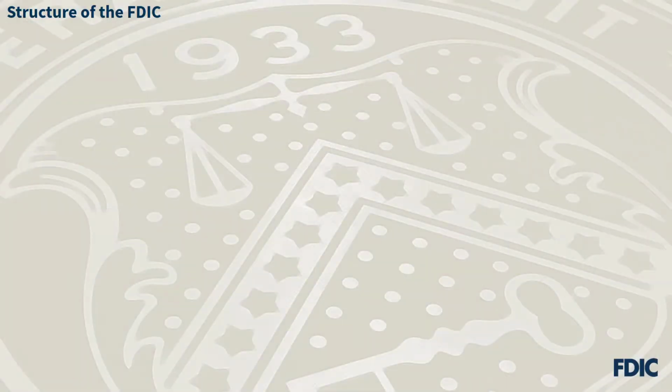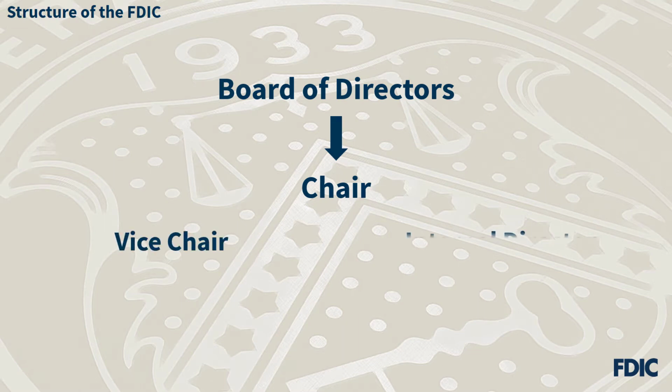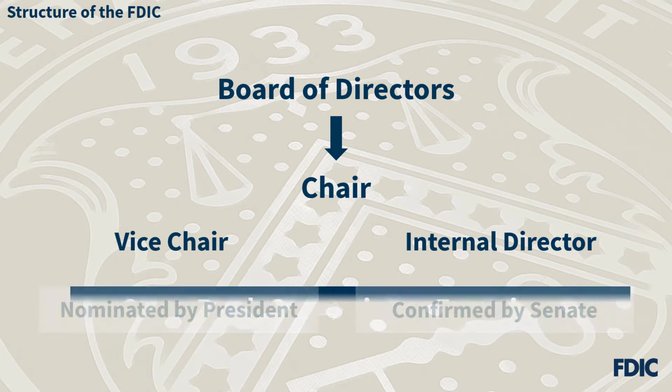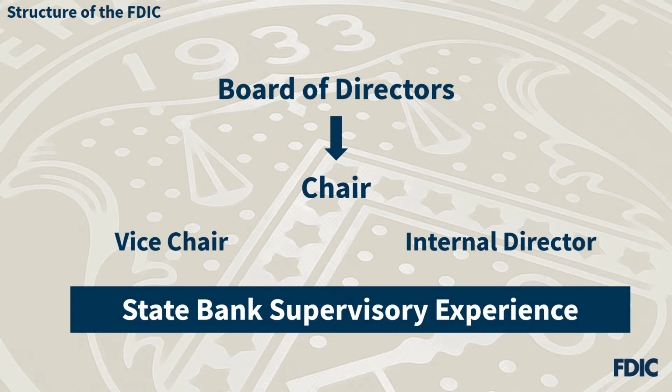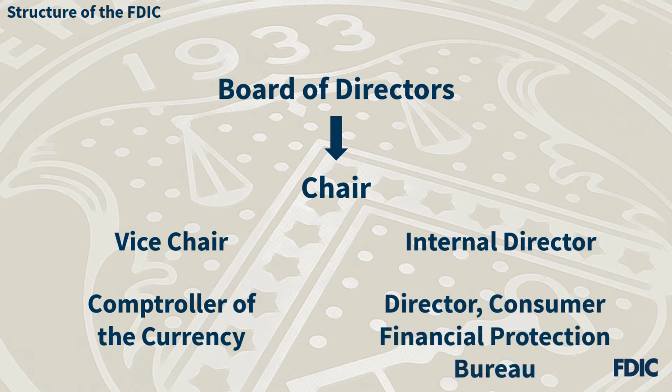First, let's talk about the FDIC structure. The FDIC is overseen by a 5-member board of directors, headed by the designated chair. Other members of the board include a vice chair and an internal director. All of these members are nominated by the president and confirmed by the Senate. By statute, either the chair, the vice chair, or the internal director must have state bank supervisory experience. The remaining board members include the comptroller of the currency and the director of the Consumer Financial Protection Bureau, who serve by virtue of their positions at their respective agencies.